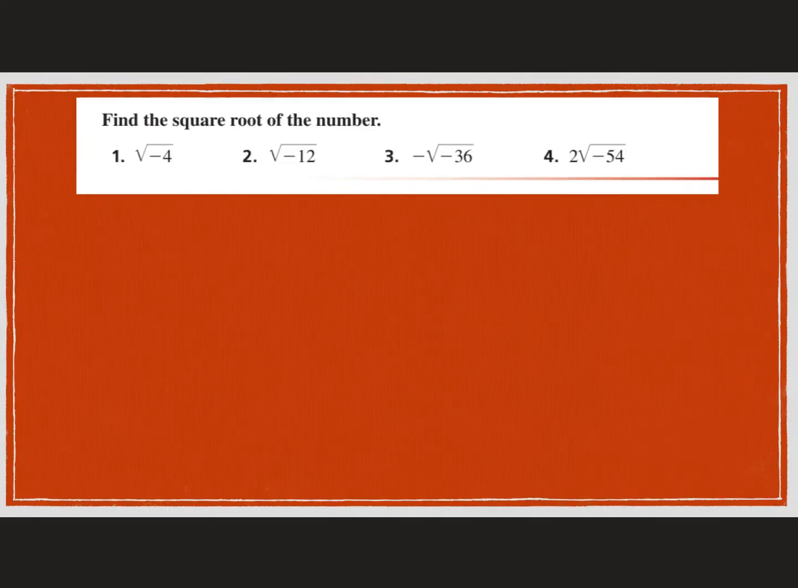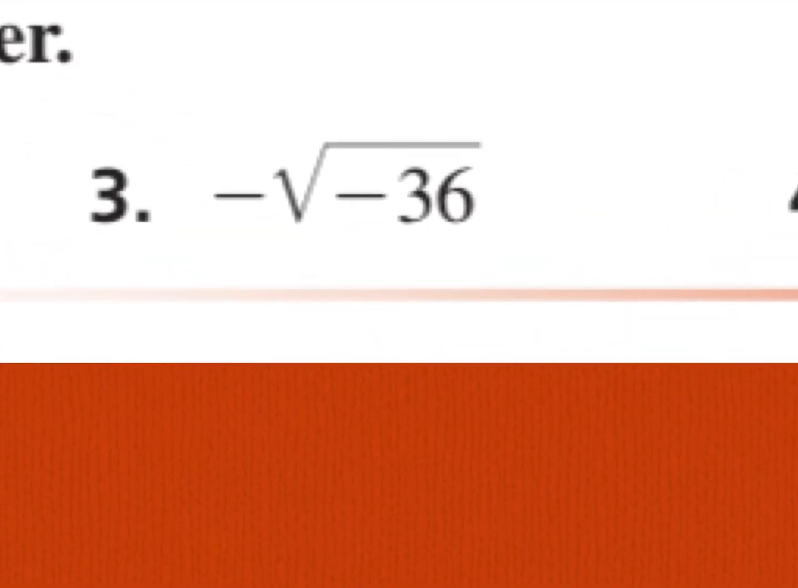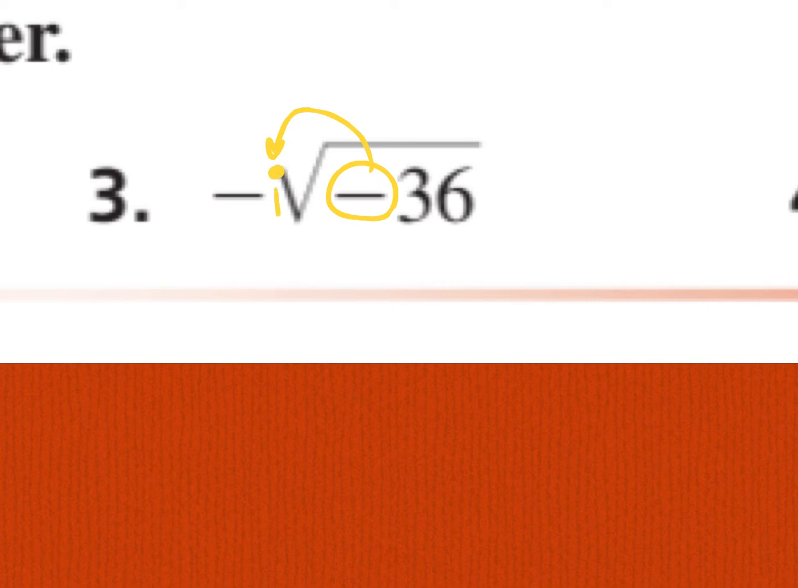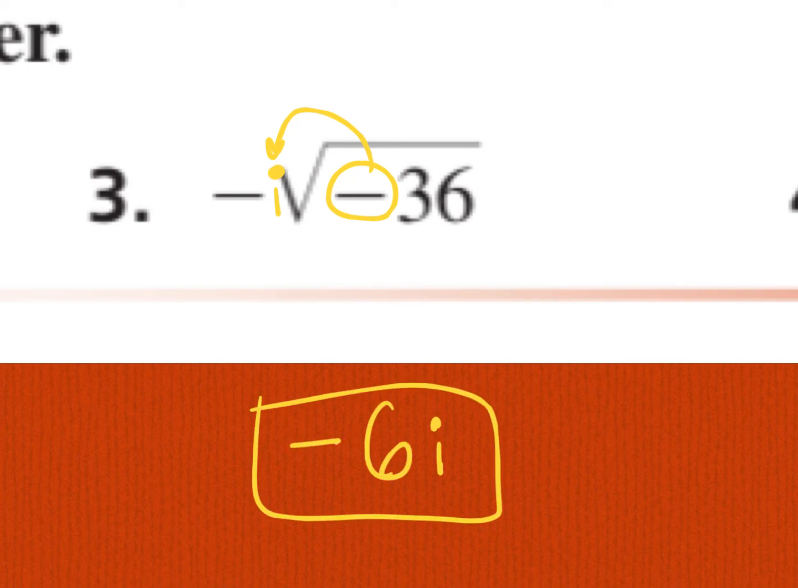All right, we're going to look at 3 and 4 on the next page. So looking at number 3, what would I do first? Take out the negative, and what does it turn into? An i. So we already have a negative, so it's a negative i on the outside. And what's the square root of 36? 6. How would I write my answer here? Negative 6i. Perfect. So the negative always goes out front, and the i would just be last.